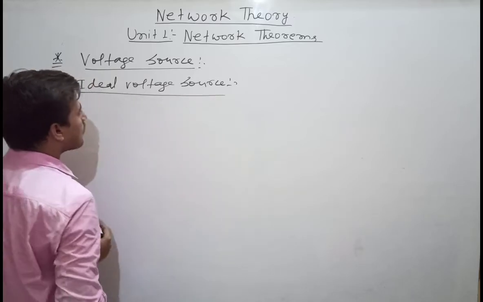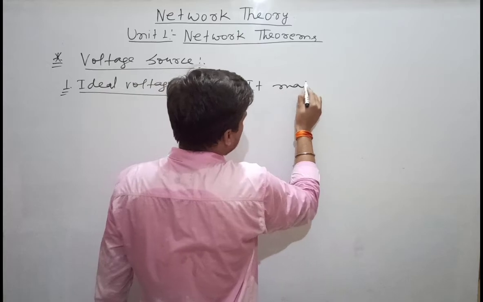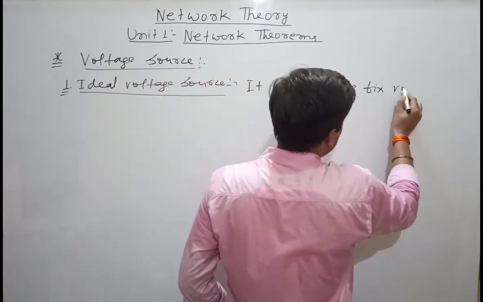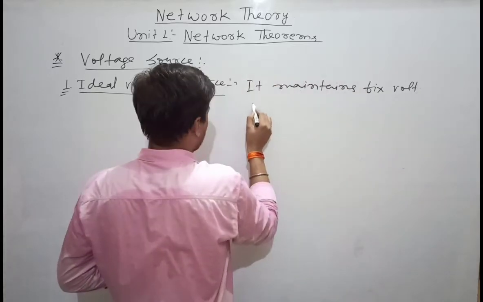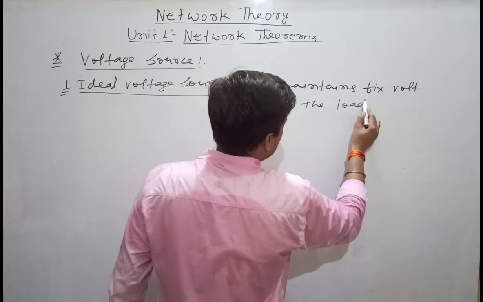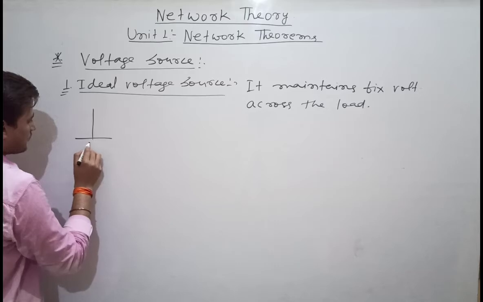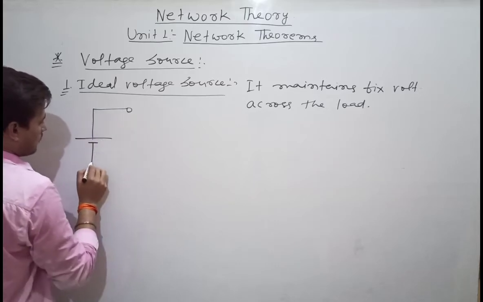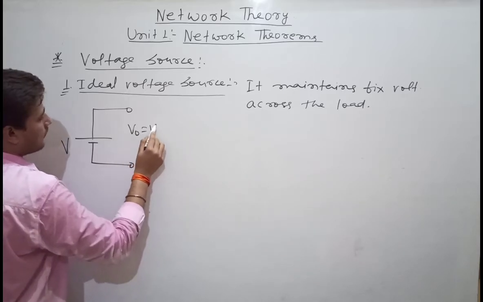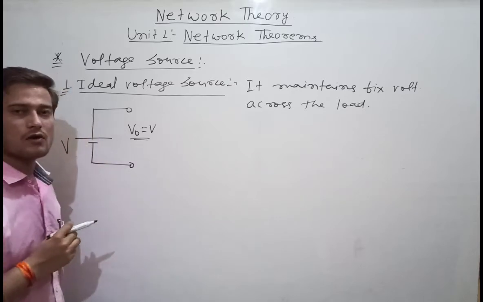What is the job of an ideal voltage source? It maintains fixed voltage across the load. That means this is V, so here the output voltage will be V. Clear? Irrespective of any condition, it will maintain constant voltage.